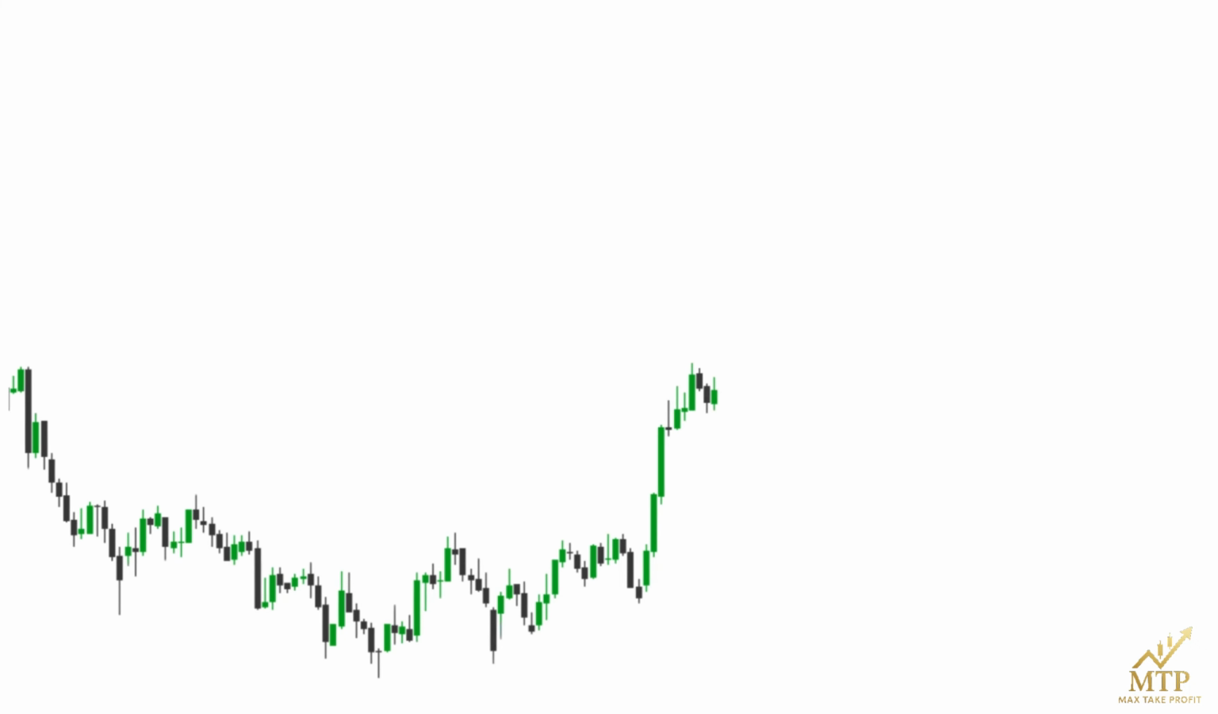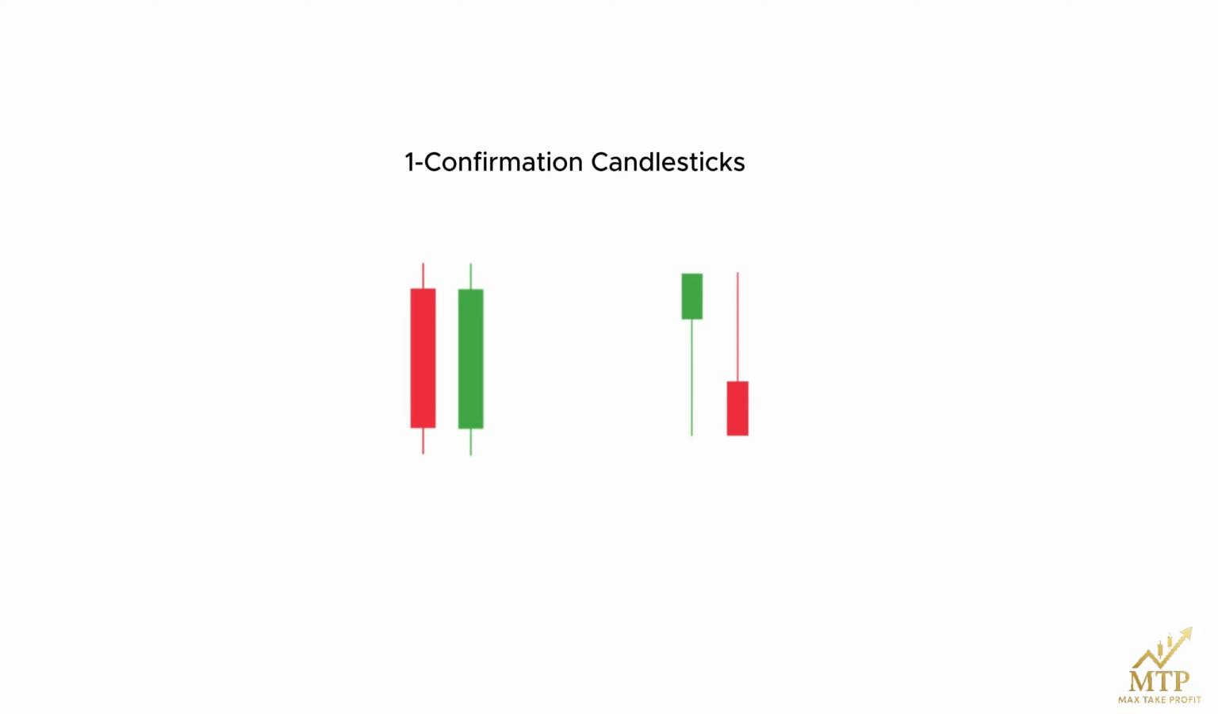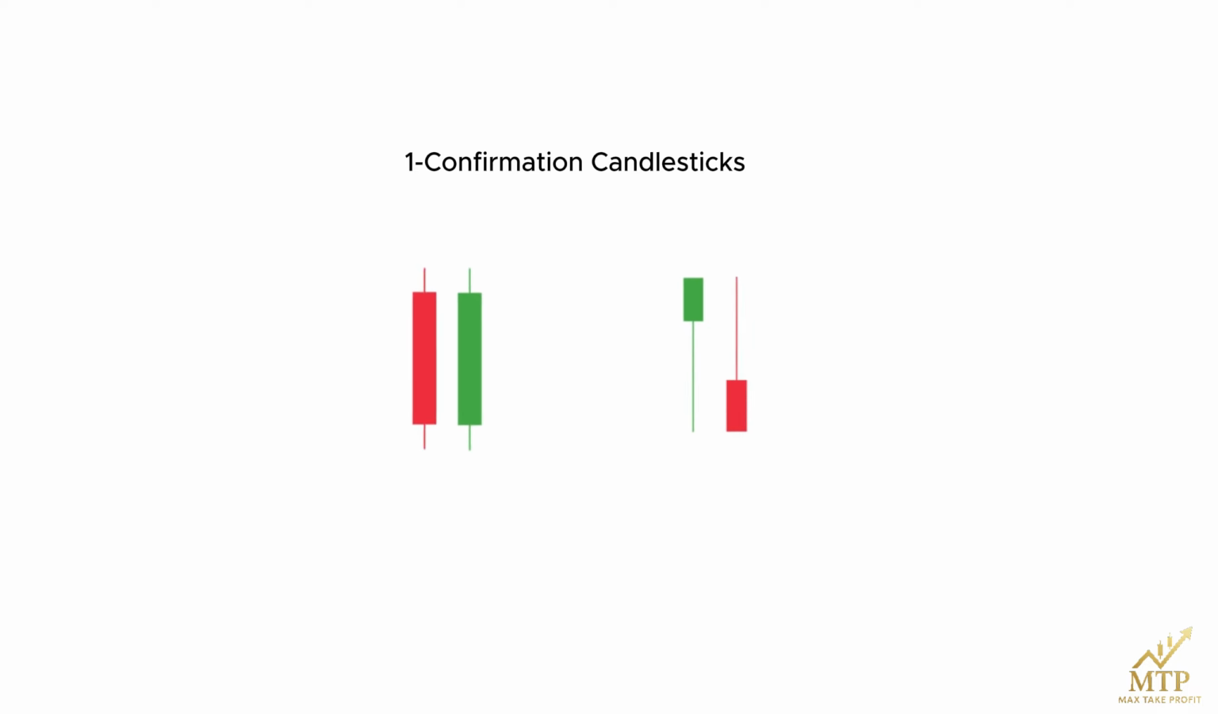Each candlestick tells a small part of the market story: what buyers and sellers are doing, who's winning, and where price could go next. In general, we can group candlesticks into 3 main categories. 1. Confirmation candlesticks. These include patterns like the engulfing candle or the hammer. They often appear when the market is making a clear decision, for example, confirming a trend reversal or signaling a good entry or exit point. When you see one of these candles after a key level, it's usually a strong sign of momentum.